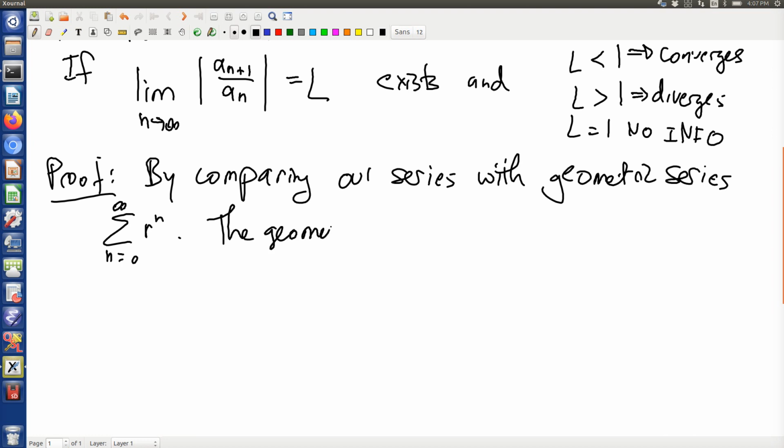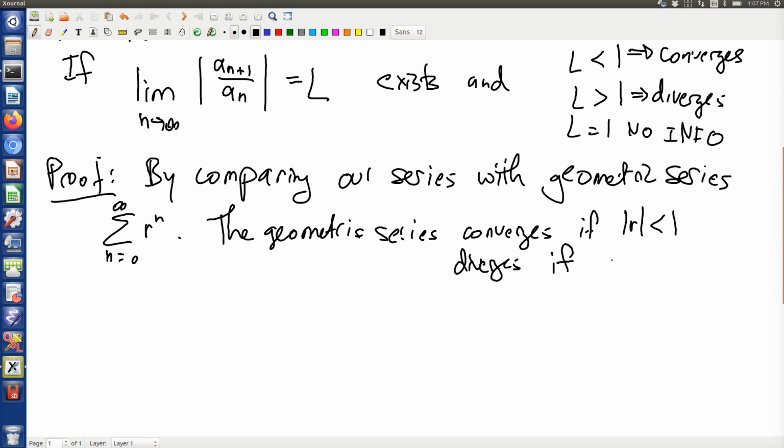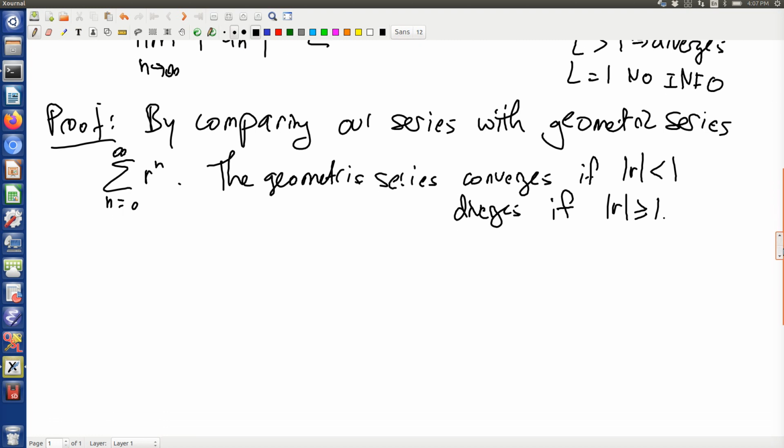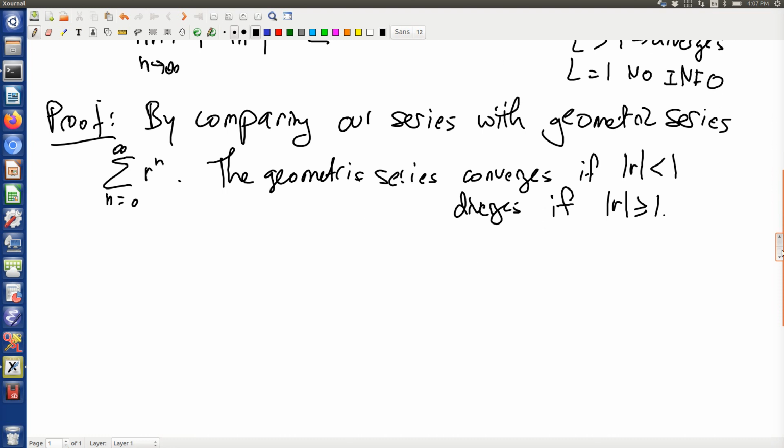Geometric series converges if the absolute value of r is less than 1, and it diverges if the absolute value of r is greater than or equal to 1. And if you're interested in that, I have a separate video that shows you this very result. Okay, so we're going to compare our series with the geometric series, and in particular, how does that comparison go?